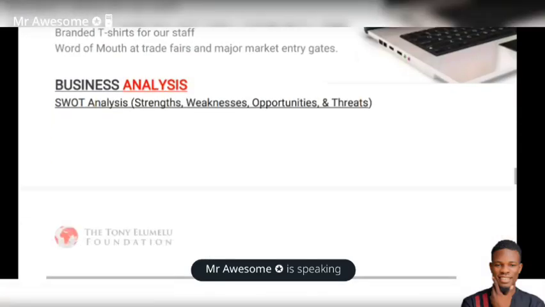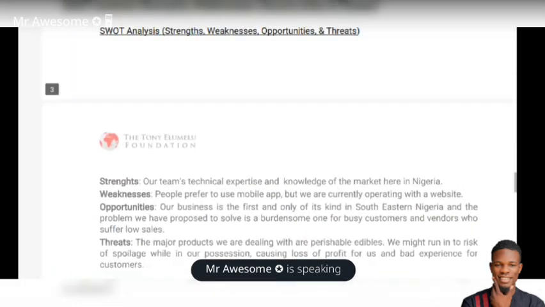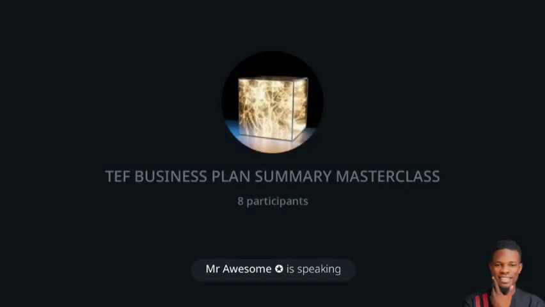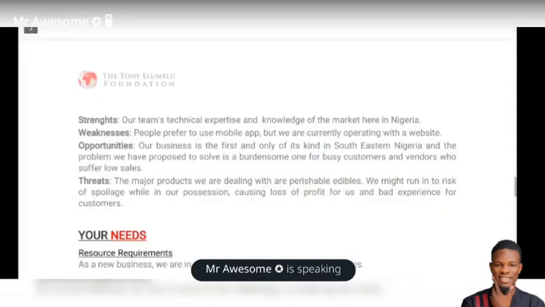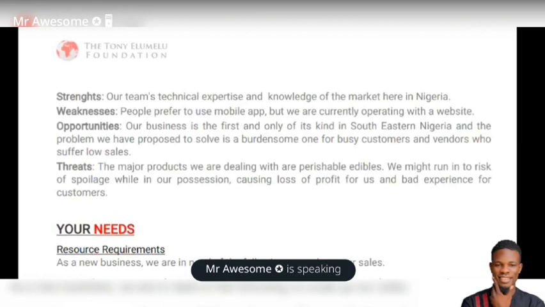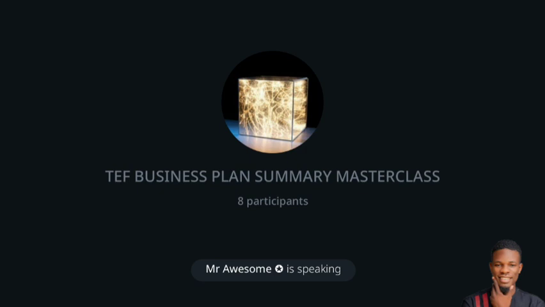Now, business analysis, that's our SWOT analysis: strengths, weaknesses, opportunities. Now, here we said, remember, you could have more than one strength, you could have more than one weakness, but we have to just work with one to be able to have the number of words they need. Now, we said strength: our team's technical expertise and knowledge of the market here in Nigeria is our strength. That means our team has technical expertise. They are experts, and then they have the knowledge of the market in Nigeria. Then our weaknesses.